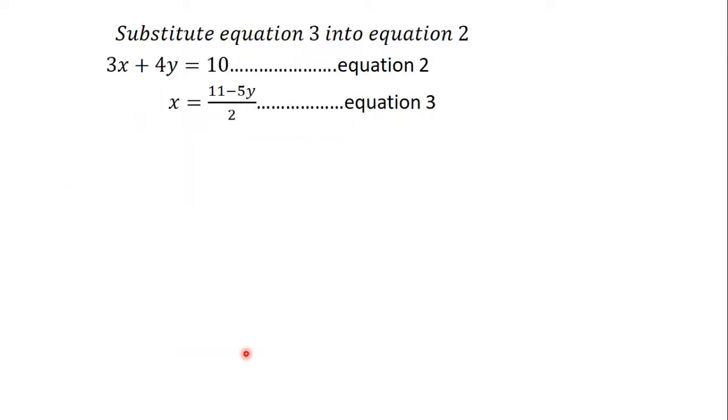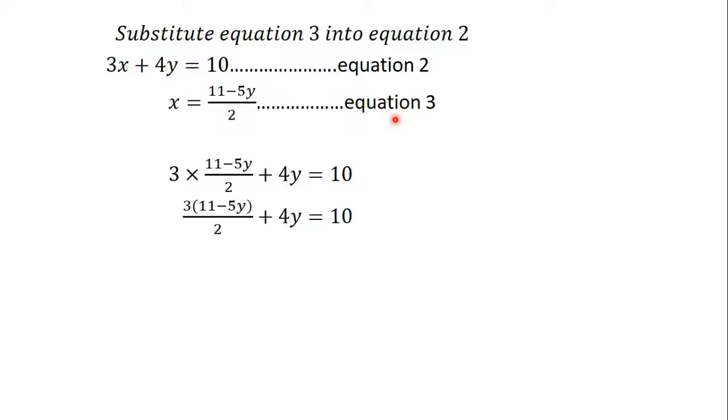Okay, so equation 2 is 3x plus 4y is equal to 10. We have now found x, from equation 1, to be 11 minus 5y over 2. So I'll replace x with 11 minus 5y over 2. And this is going to give me 3 times x, but x is now 11 minus 5y over 2, plus 4y is equal to 10. So this becomes a linear equation that I'll have to simplify.